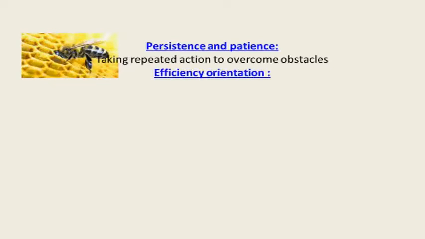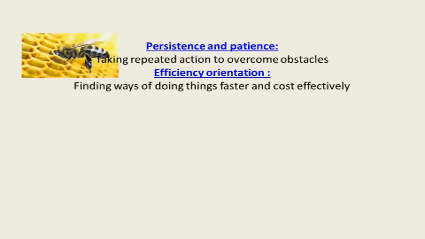Another characteristic is efficiency orientation. They are oriented in making things happen, finding ways of doing things faster and cost effectively. They will go to areas that they know can take lesser time and produce more. Those are the areas that these people will check on. That is efficiency in their business or their startup.